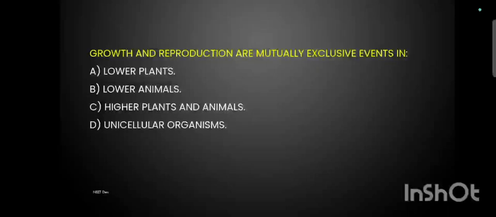Question, growth and reproduction are mutually exclusive events in A, lower plants, B, lower animals, C, higher plants and animals, D, unicellular organisms. The answer is C, that is higher plants and animals.